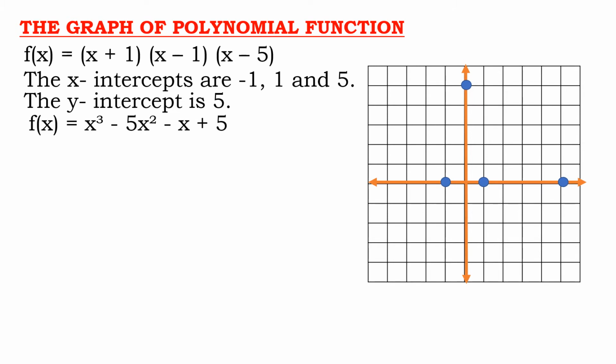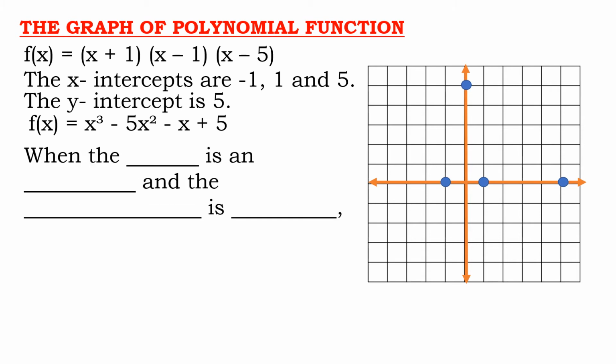I-multiply mo yung x plus 1, x minus 1 times x minus 5. Gamitan nyo ng lattice method. So, kung naalala nyo, tinuruan ko na rin kayo yung shortcut method ng multiplying polynomial. So, pag multiply mo yan, you will get x cubed minus 5x squared minus x plus 5.